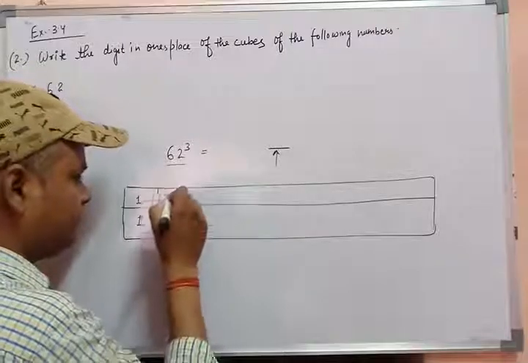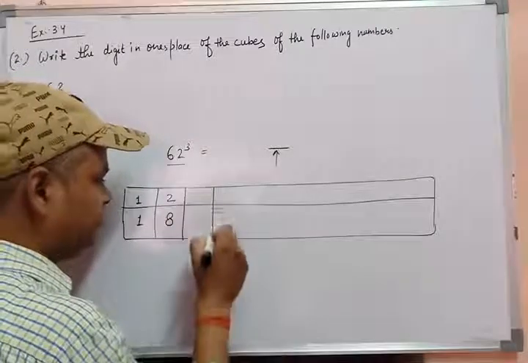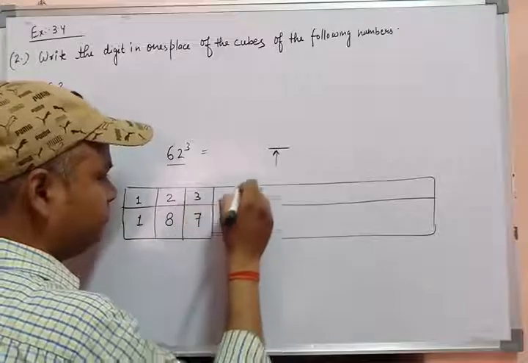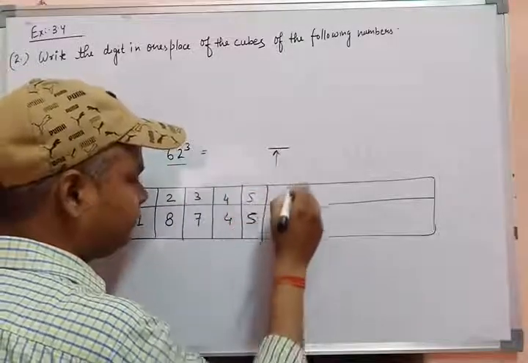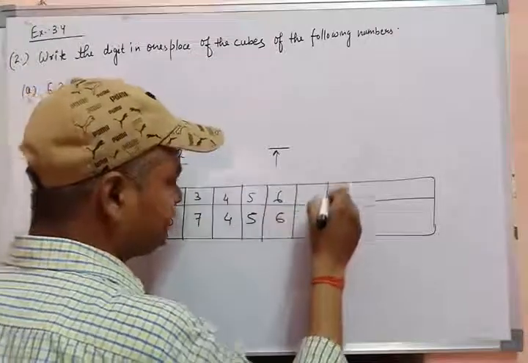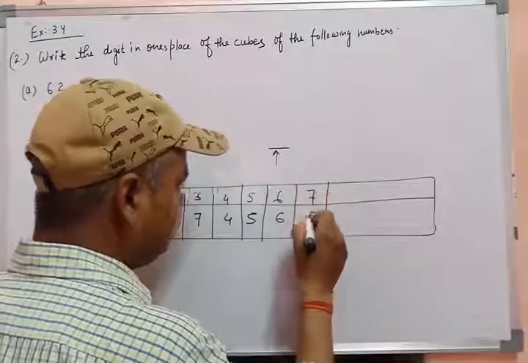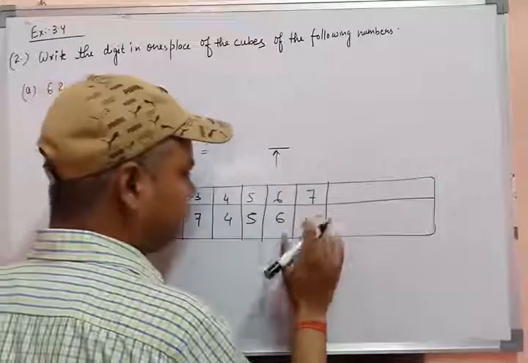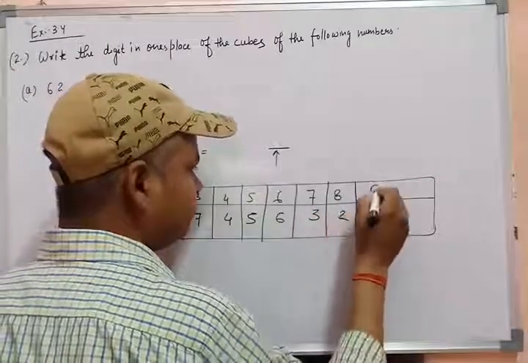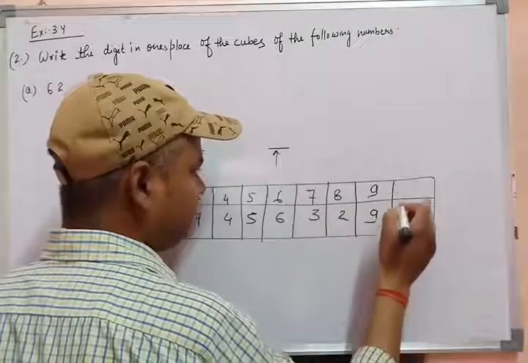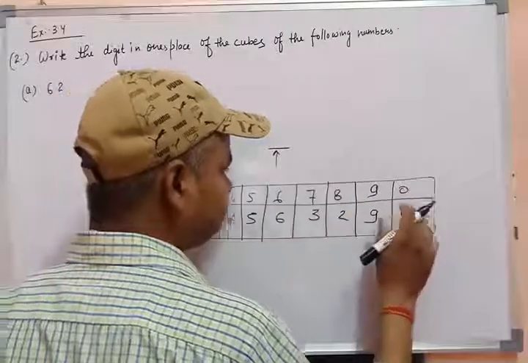Like 2 gives 8, 3 gives 7, 4 gives 4, 5, 6, 7, 3, and 8, 2, 9 and 0.